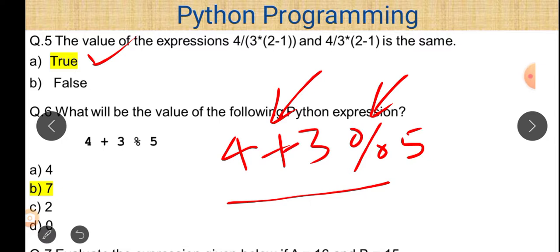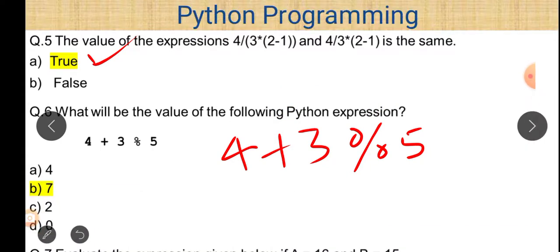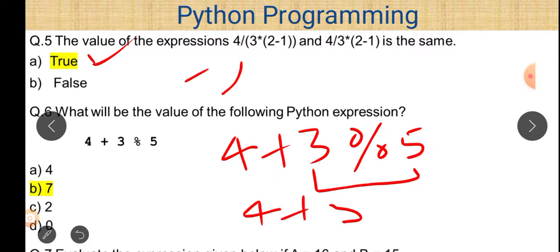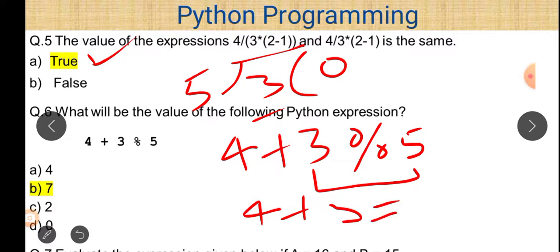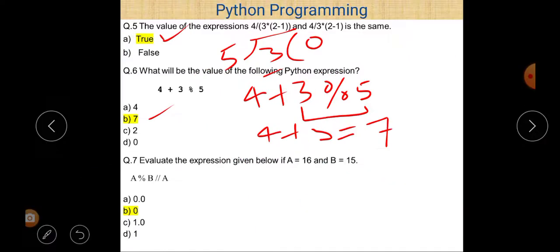The first part which should be solved is 3 modulo 5, and 3 modulo 5 is 3, because when 3 is divided by 5, the remainder is 3. So 4 plus 3 equals 7. 7 will be our answer. Now you can see on the screen, 7 is the correct answer. I think it is clear to all of you. Let us take another question.